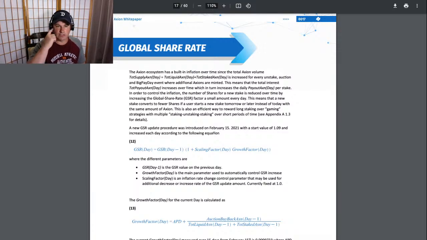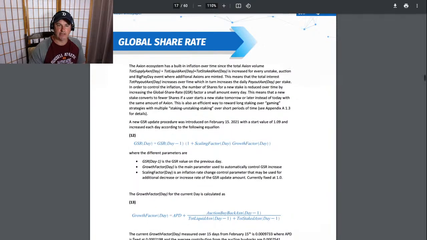This is also an efficient way to reward longer staking over gaming strategies with multiple staking, unstaking, staking. So people might do short stakes over time and gain Axion at the end of the stakes and then try and compound it. Whether the share rate is the compound factor, so if you're asking what you can compound, really it's the share rate. It will always do better than unstaking and restaking strategies to try and compound the interest on the principal. So you won't beat the share rate basically. So gaming the strategies are multiple.